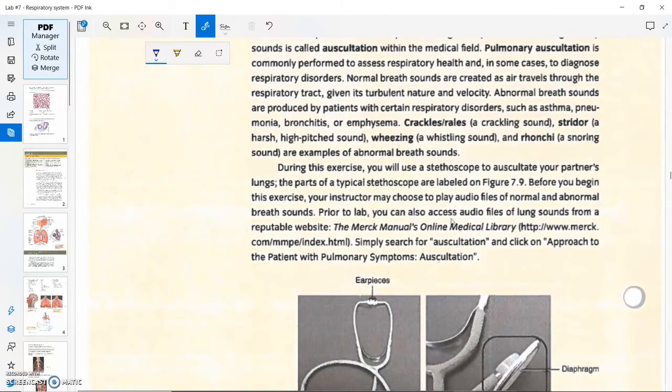Now we can't really listen to the lung sounds. They are extremely important to understand what's going on with the respiratory system. For instance, wheezing is a sound that is often produced during an asthma attack. Okay.